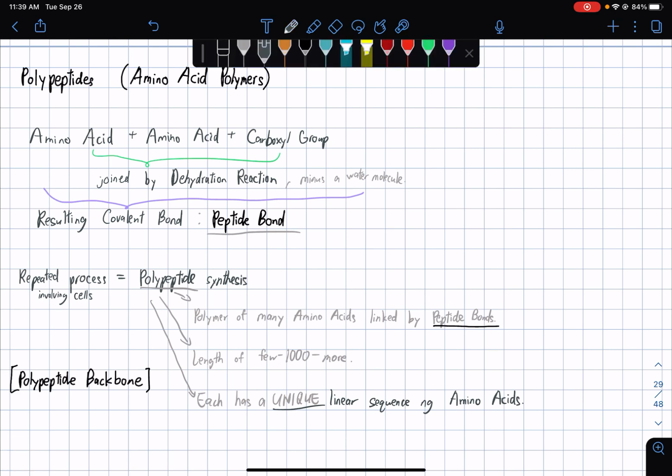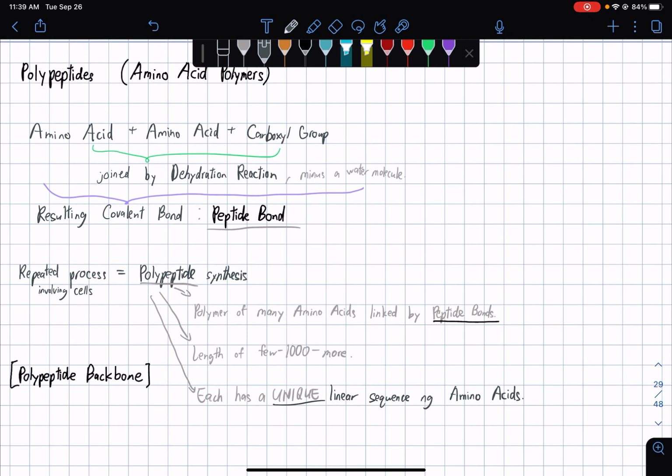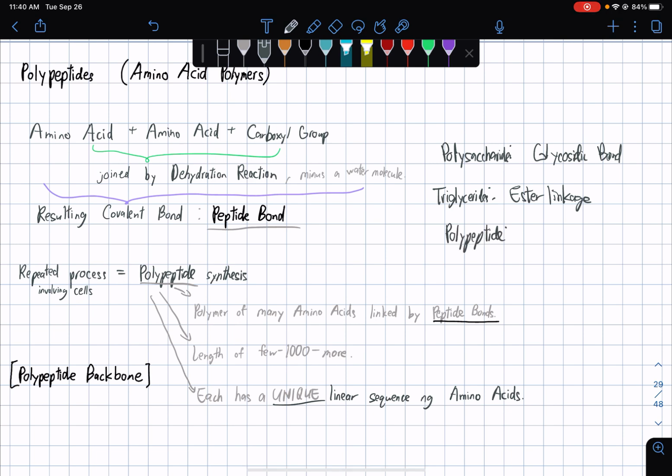Let me recall what was mentioned in the previous videos on biological macromolecules. Lipid isn't exactly called a macromolecule, since it's not a true polymer. Anyways, for carbs, polysaccharide, this is the glycosidic bond. For lipids or triglycerides, we have what is called the ester linkage. For polypeptide, we have the peptide bond. Those are the three things you have to know.